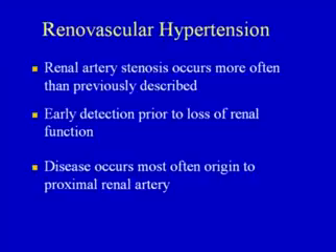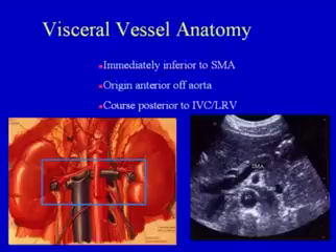Early detection is essential to avoid loss of renal function, and the proximal renal artery and origin of the vessels are actually the easiest to identify using ultrasound. Now, in order to conduct a visceral vessel scan and be able to identify accurately the renal arteries, you need to have a thorough working knowledge of the visceral vessel anatomy.